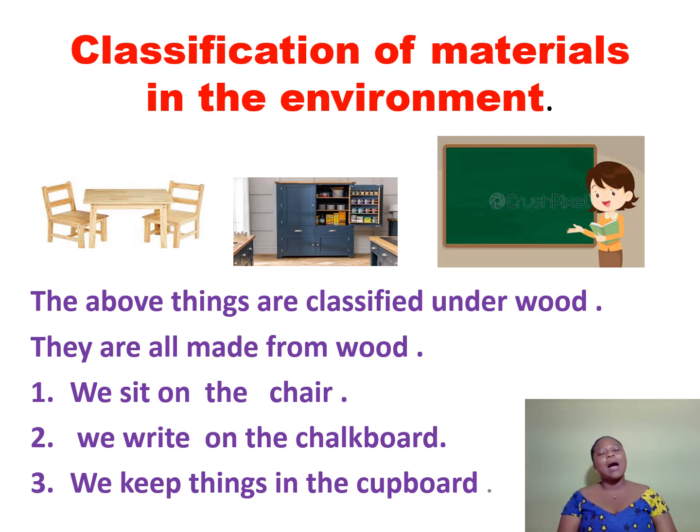And what about a cupboard? The cupboard is also made up of wood. The blackboard or the chalkboard is made up of wood. So the above things are classified under wood. They are all made from wood. So let's take it one after the other and see what we use them for. A table and a chair, what do we do with them? We sit on the chair and we write on our table. We put our books down on it and then we write.